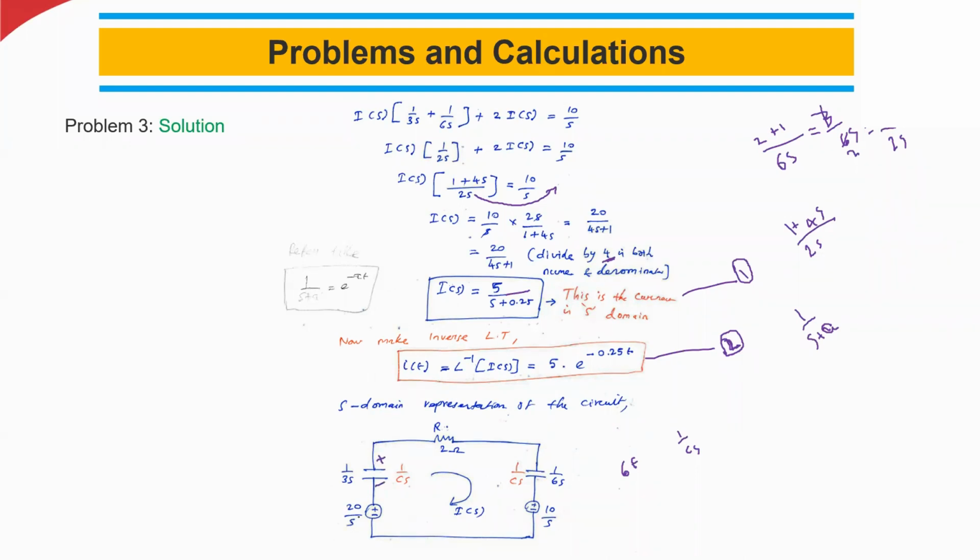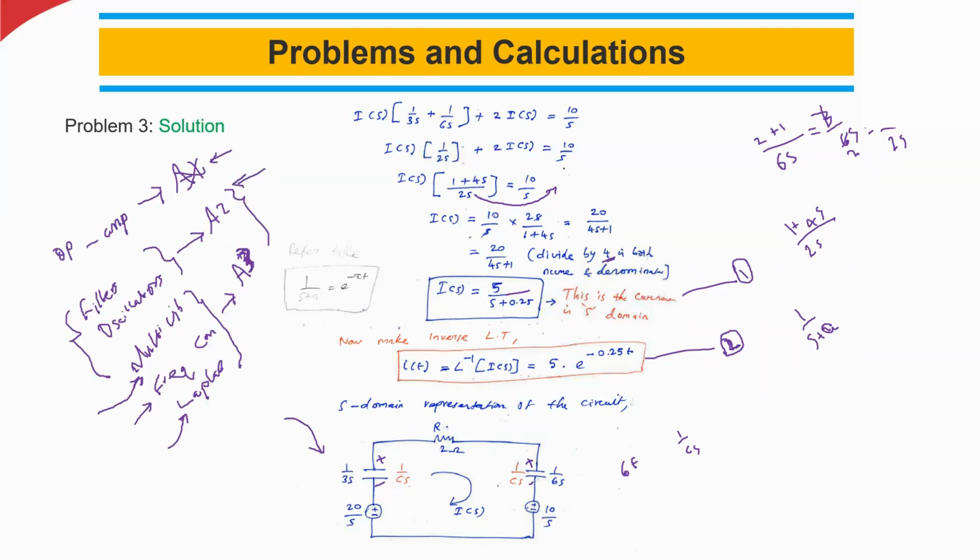And the initial voltage has the same polarity, and this is 20 divided by s because this is v of 0 minus divided by s, that is the formula. And here also the same polarity, and then the v of 0 minus, that is the initial voltage, is the 10 volt across this capacitor. So 10 divided by s. So now we solved this problem also. So what we had done was the same procedure we apply in all the equations.